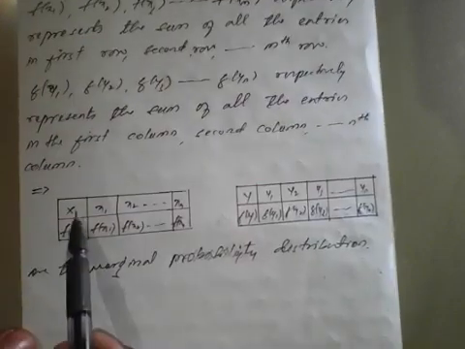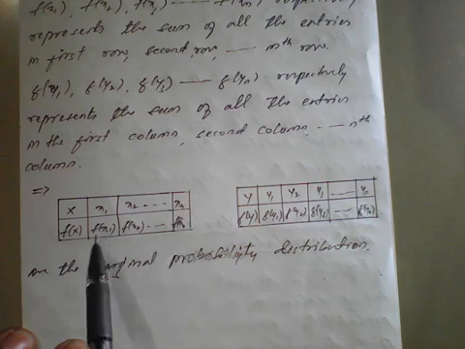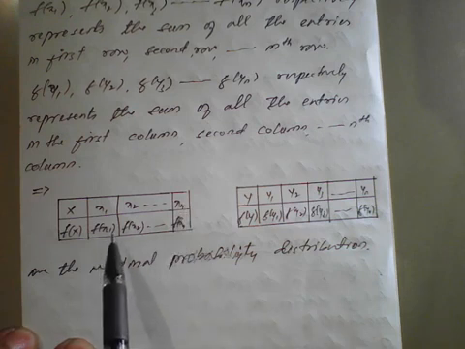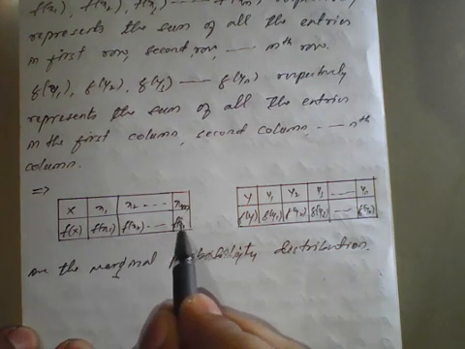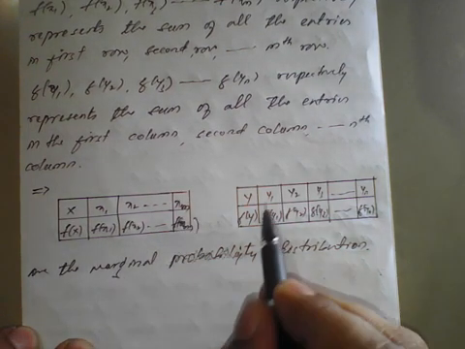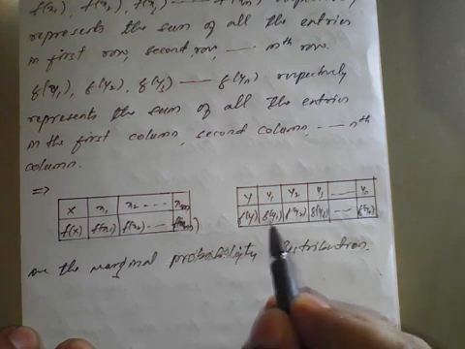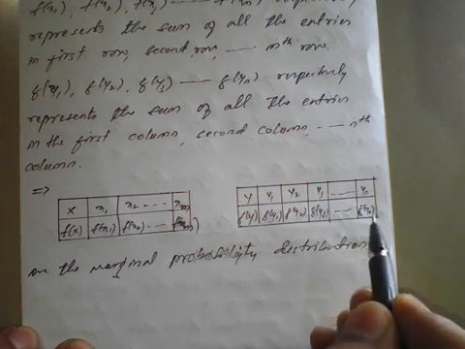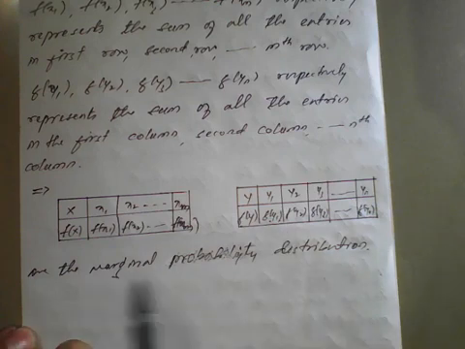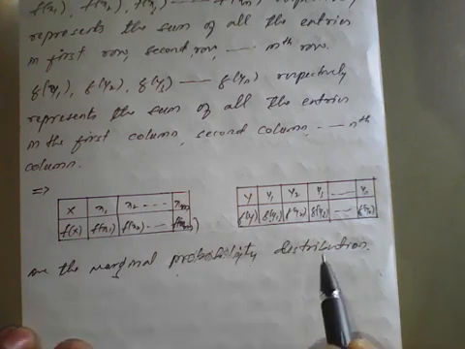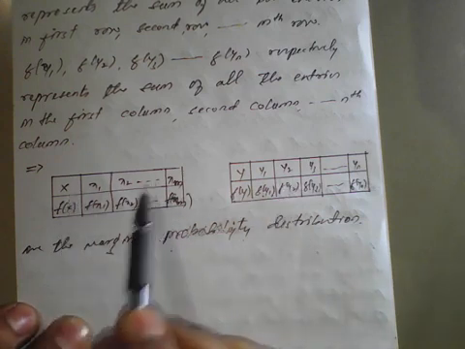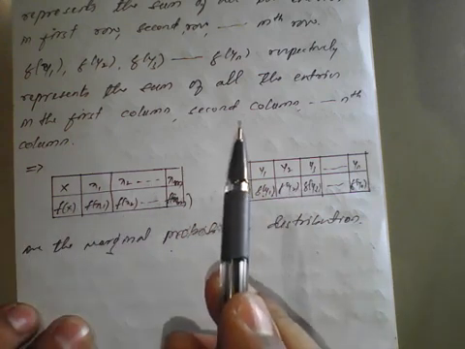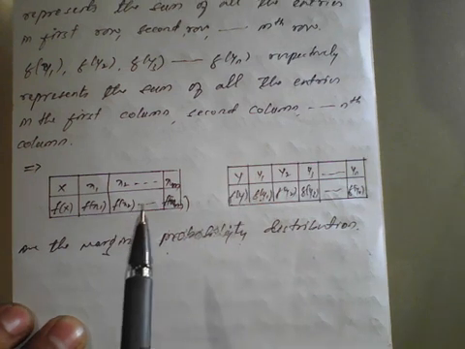So this represents x1, x2 and so on up to xm, which is nothing but f of x1, f of x2 and so on up to f of xm. Similarly y1, y2, y3 and so on up to yn, so g of y1, g of y2, g of y3 and so on up to g of yn. So these two are called marginal probability distributions. So these are the margins of the horizontal values and vertical values of the given joint probability distribution table.